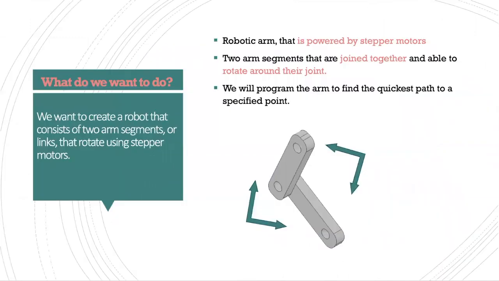So in this workshop, we're going to be creating a robotic arm that consists of 2 arm segments that rotate using stepper motors. Basically, this arm will be used later on in other workshops. You will program it to find the quickest path to a specified point later on.